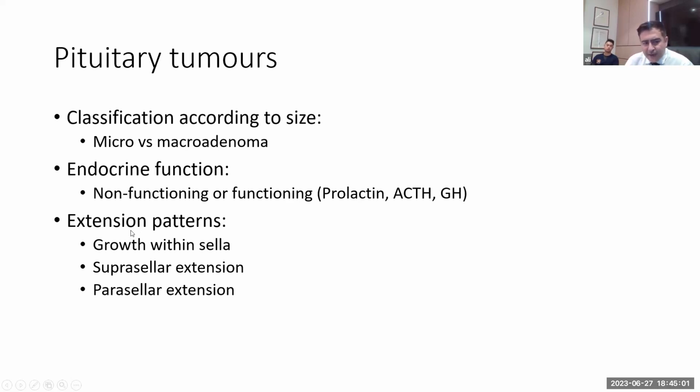We also classify pituitary tumors dependent on their patterns of growth. Are they growing up towards the optic chiasm? Are they causing visual disturbance? Are they growing sideways towards the cavernous sinus? Are they growing just within the sella?